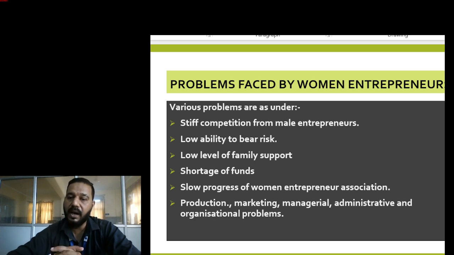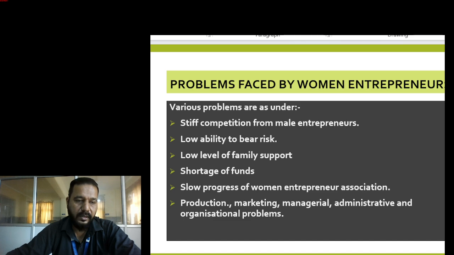Next problem is production, marketing, managerial, administrative, and organizational problems. These are a few of the problems faced by women entrepreneurs. Like, they have less knowledge of production, marketing, and management, managerial and administration also. So, in order to enhance them with all this knowledge, the Government of India provides EDP programs. EDP programs help eradicate or eliminate all these problems of the woman entrepreneur.